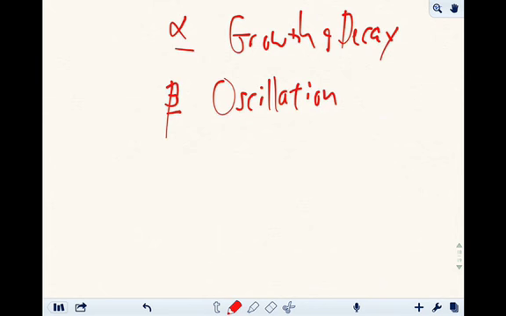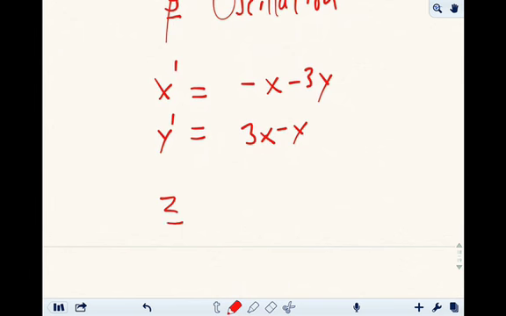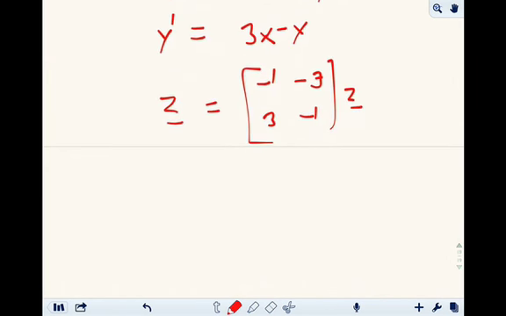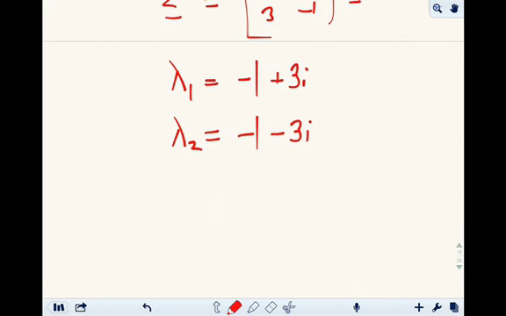So let's look through a problem with real numbers again. We have new numbers compared to the previous case. x prime equals negative x minus 3y and y prime equals 3x minus y, which we can write as z prime equals A z. So A is going to be minus 1, minus 3, and 3, minus 1 times z, and we compute the eigenvalues of this, and we'll find lambda 1 equals minus 1 plus 3i, and lambda 2 is the complex conjugate, minus 1 minus 3i. So alpha equals minus 1, and beta equals 3.